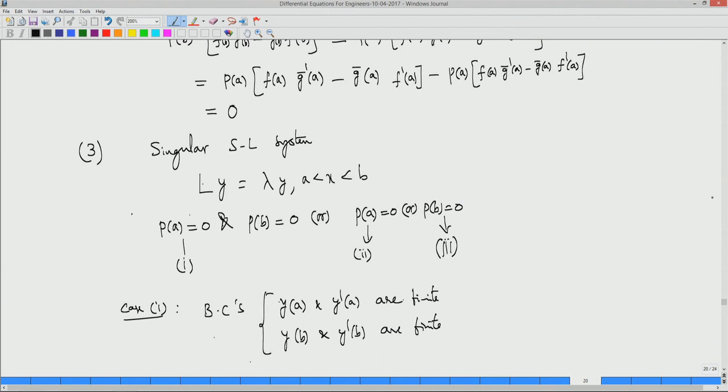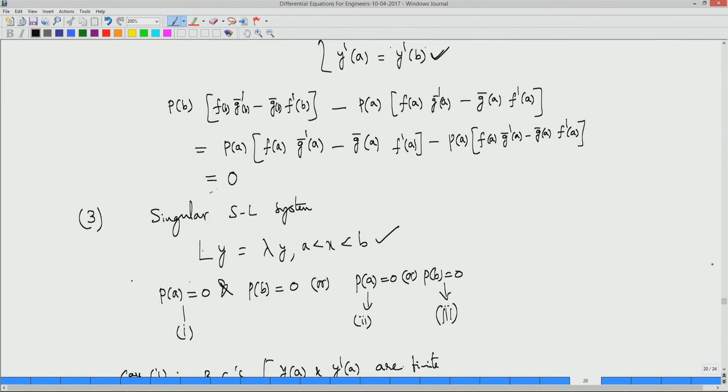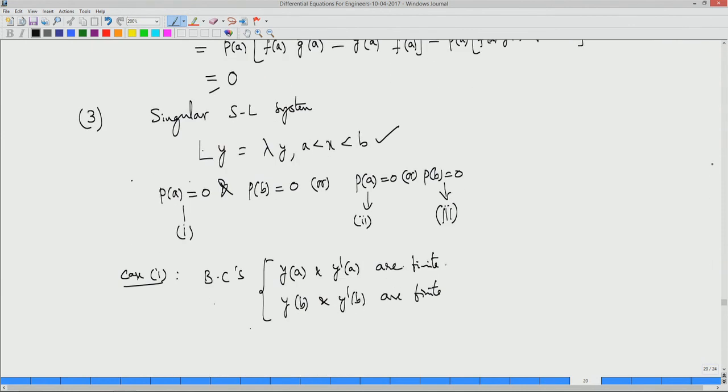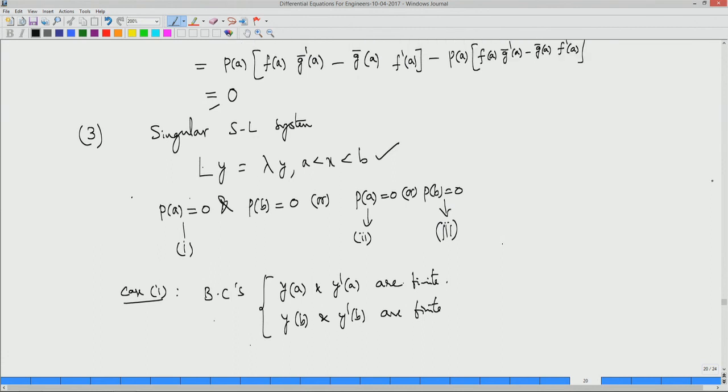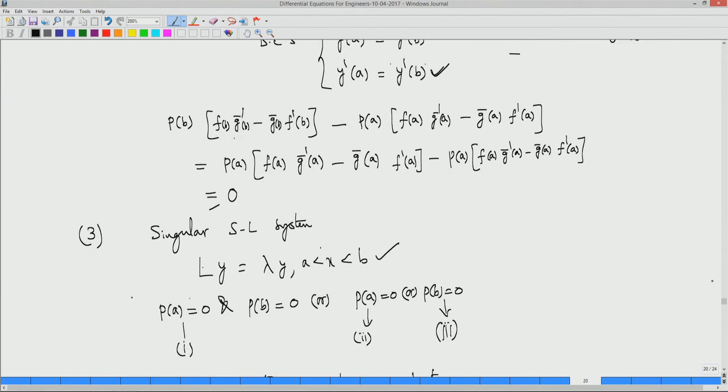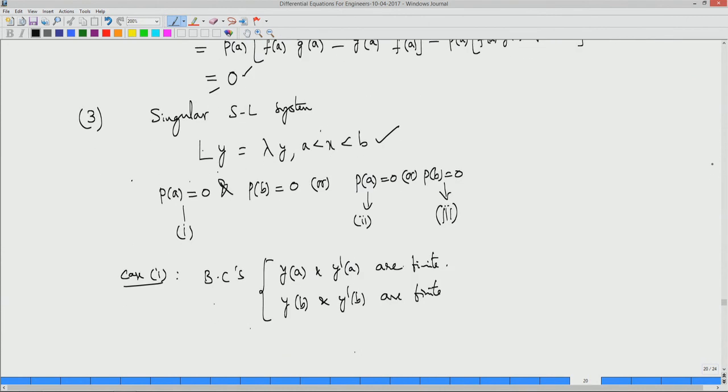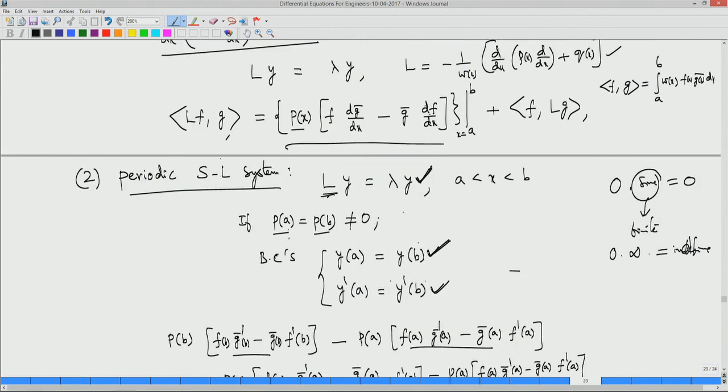With these boundary conditions, you can make this quantity zero, because now P(A) and P(B) are both 0. Because of these boundary conditions on y at B, f and g bar are satisfying these two boundary conditions, that makes this quantity and this quantity finite. So, 0 into finite, 0, minus 0 into finite, finally 0. So you see that again that special term, the boundary term, is 0.